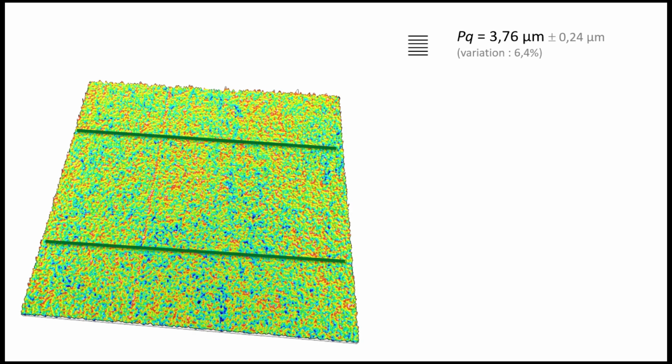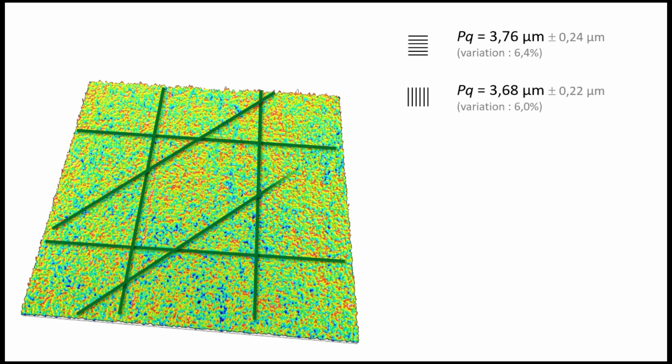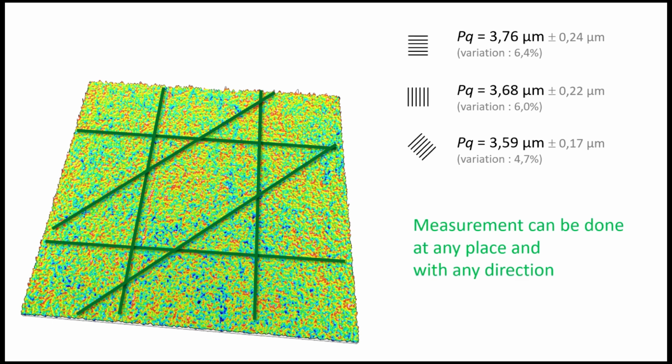Let's see some example surfaces with various complexity. This first example shows a homogeneous, isotropic surface, meaning it has no visible directionality. When profiles are extracted in different directions and analyzed, the roughness parameter, for example Rq, remains almost constant regardless of the measurement direction. In this case, a 2D profilometer provides reliable results, and using a 3D optical profiler brings no added value.